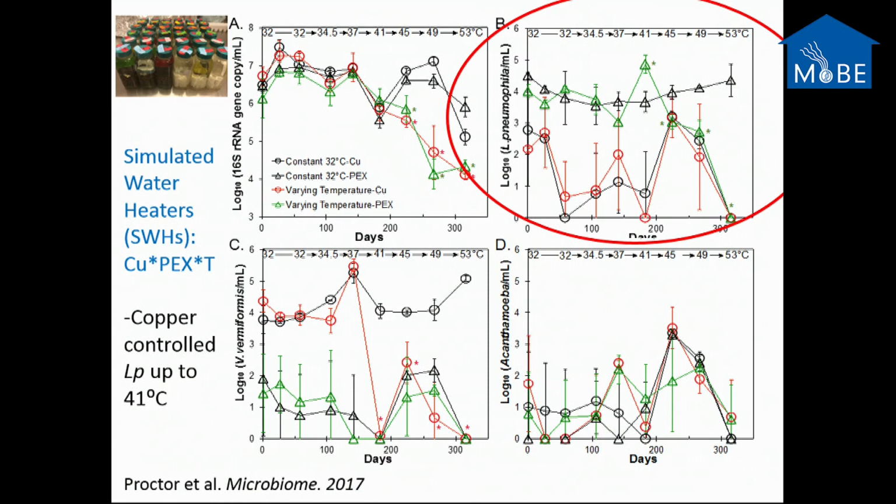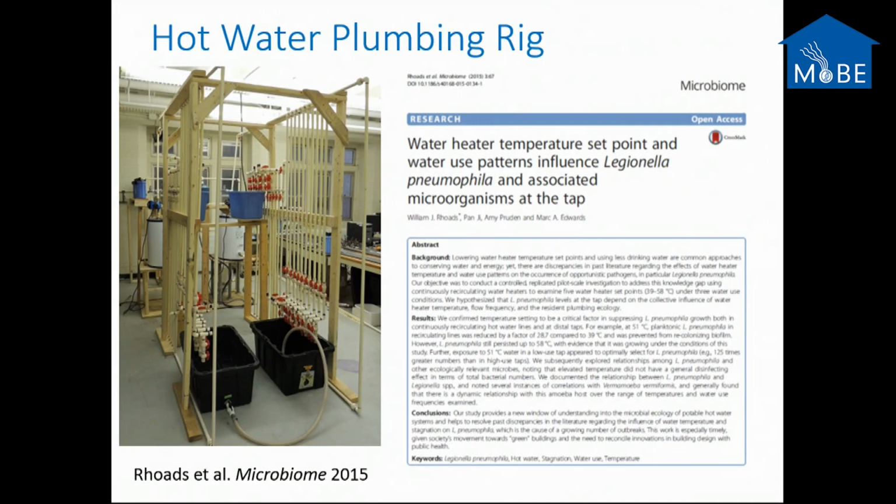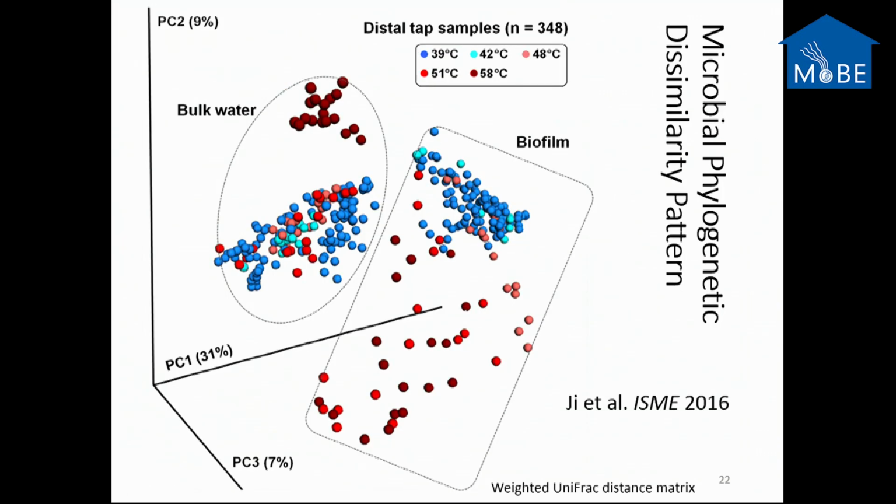Interestingly, the Vermamoeba, which is a host for Legionella, was the opposite. It preferred copper. And we've done some work scaling this up to a pipe rig scale, and it's no insignificant feat to operate one of these. And I've presented some results previously on how when the temperature is at 51, there's this sweet spot where it actually selects for Legionella at the tap when there's low flow. So it's not quite hot enough to kill it, just enough to select for it.